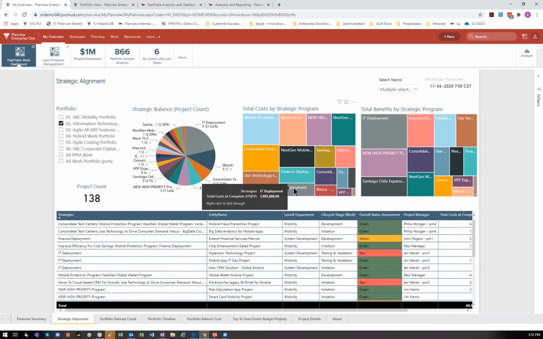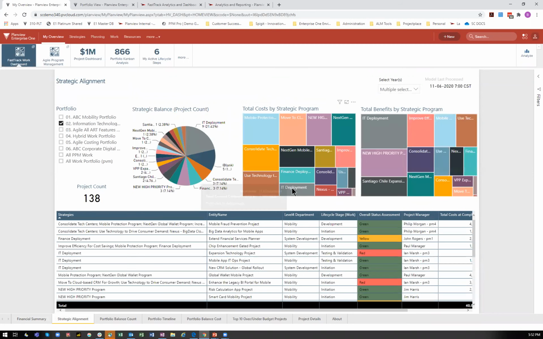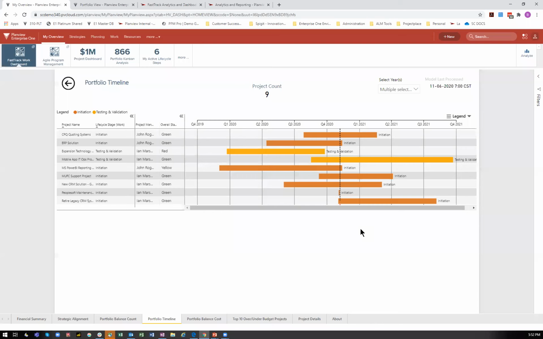If I focus in on an IT deployment, I can hover on it and zero in on everything else. Alternatively, I can right mouse click on it and drill through it and get more detailed on its cost, its count and the metadata behind it, or look at the timeline of the portfolio to see all the projects or epics or features that are being delivered, and what their timeline looks like.